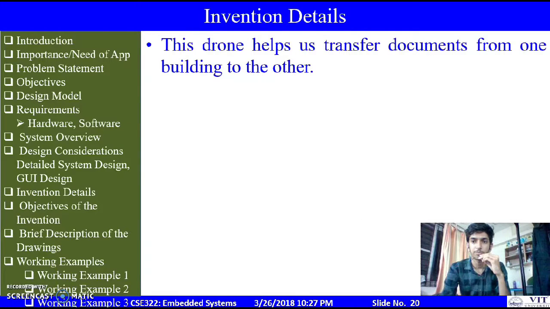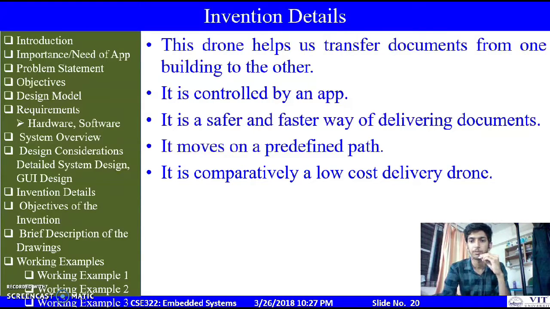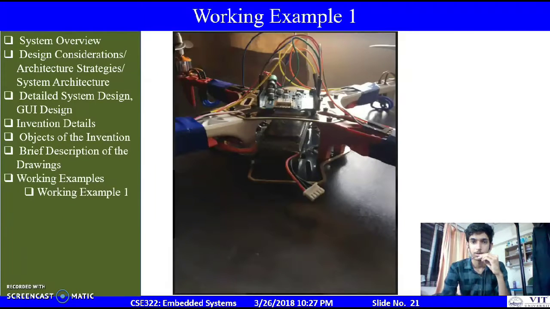This drone helps us transfer documents from one building to the other. It is controlled by an app. It is a safer and faster way of delivering office documents. It moves on a predefined path, and it is comparatively a low-cost delivery drone. So these are the working examples of our drone.